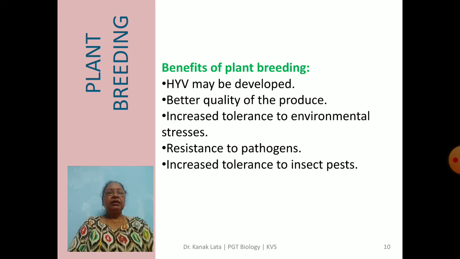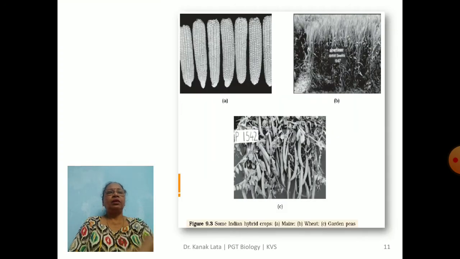Next one is the outcome of plant breeding. They are resistant to pathogens, means they are disease resistant, and also they are resistant to pests and insects. Here you can see some Indian hybrid crops of maize, wheat and garden pea.